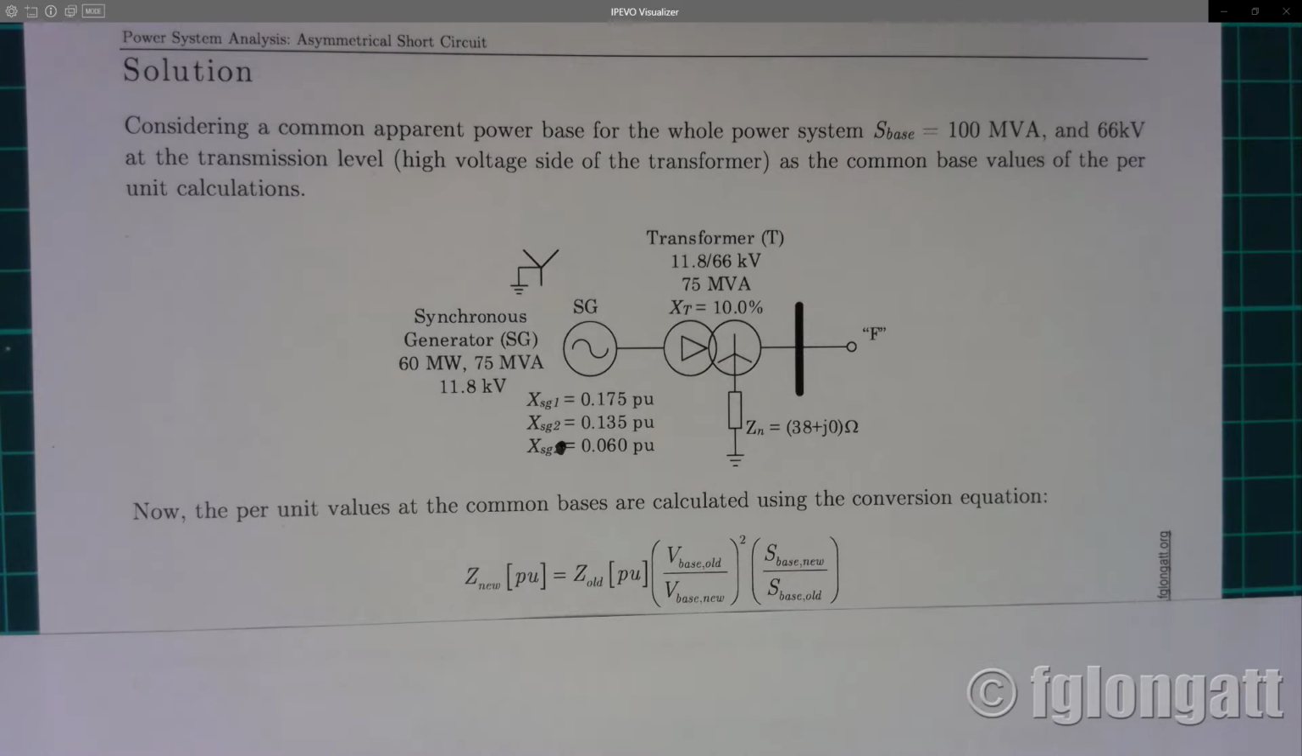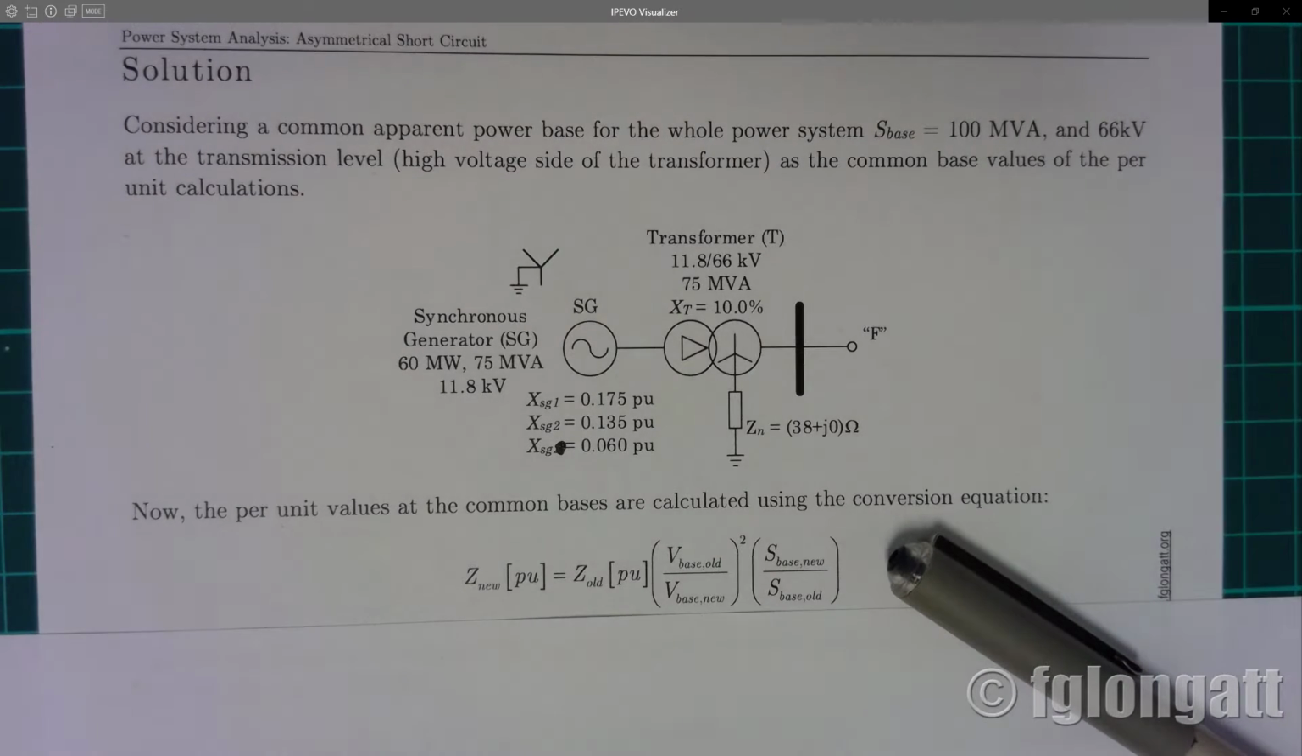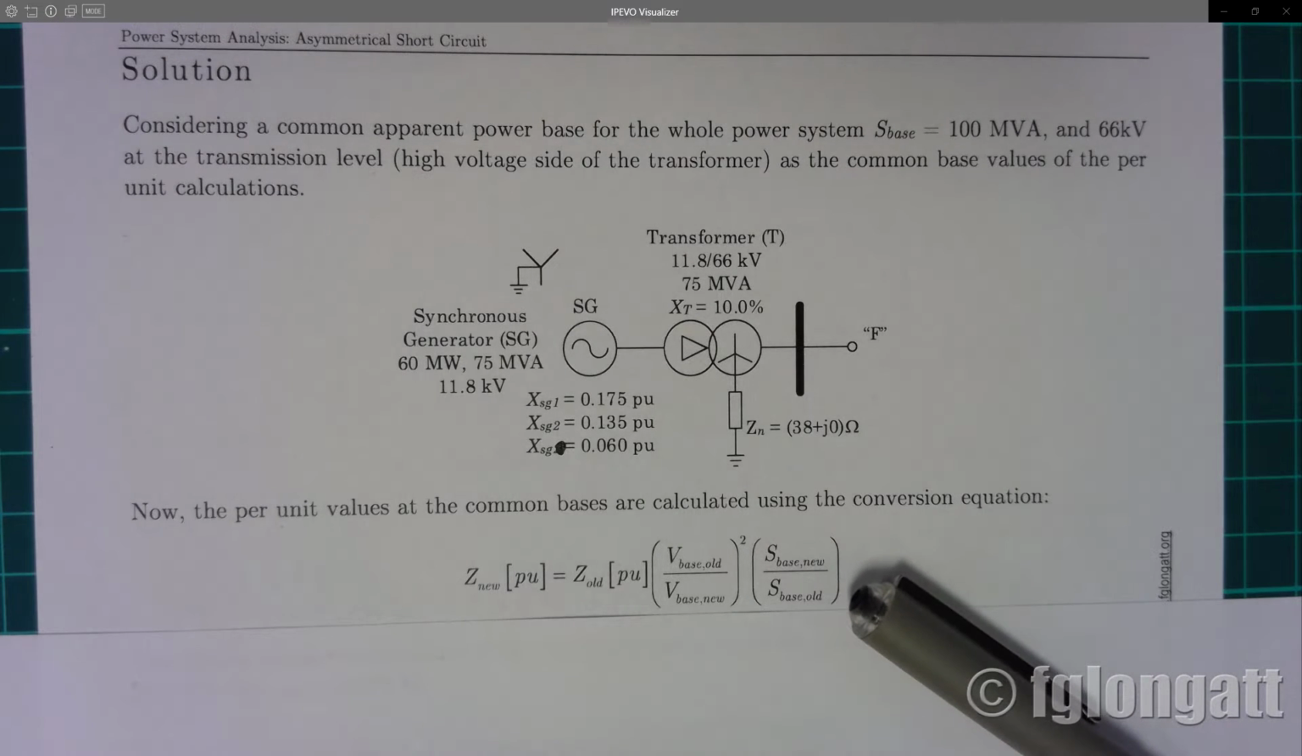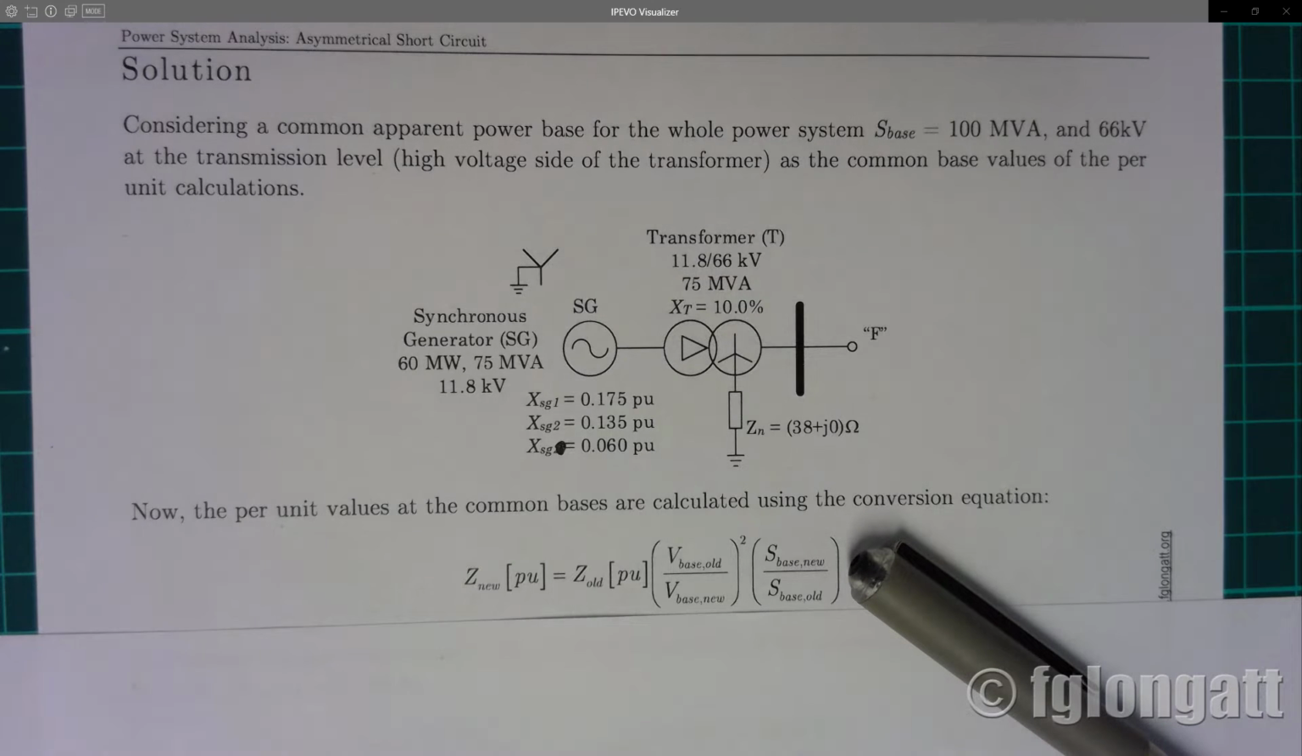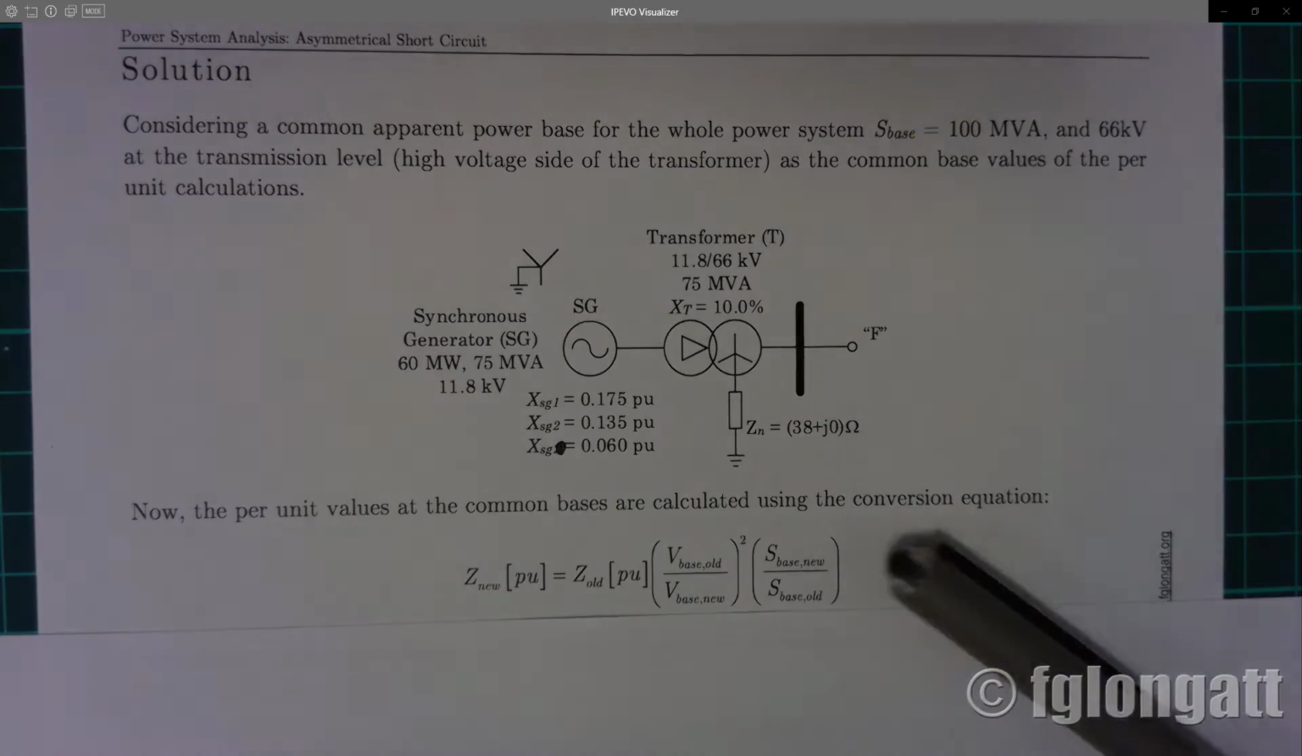However, all my students are extremely clever, and they must remember this amazing equation over here. This equation is used to convert per unit values from one base to another base. In this case, we call the old base the specific base coming from the nameplate or the data that we were given. And the new base refers to the bases that they are asking us to use. Let's start with the generator.